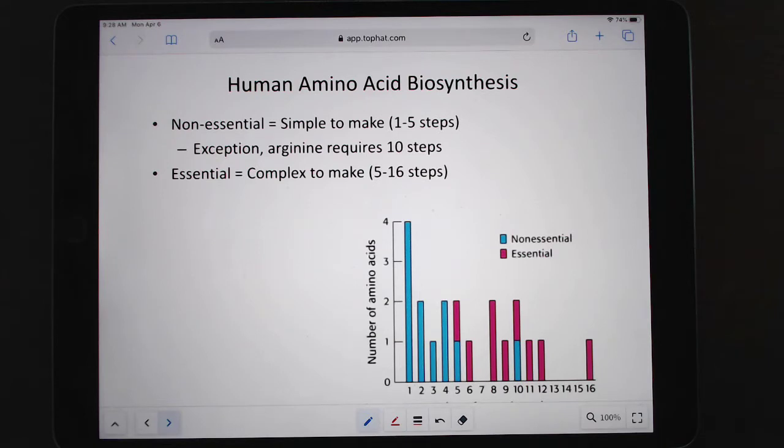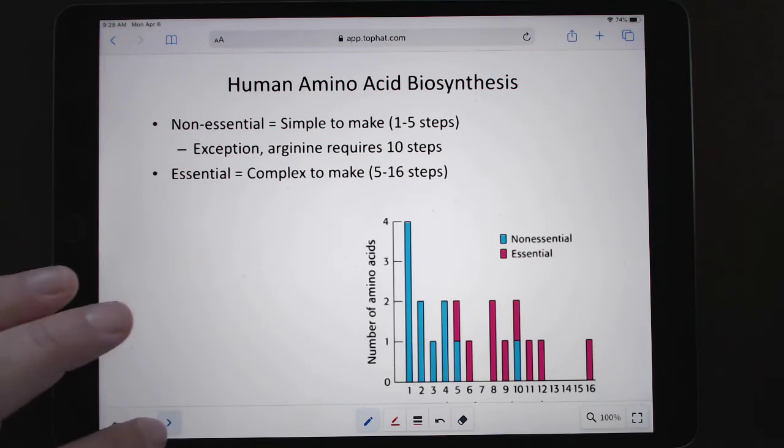But if you're a little bacteria and you don't have any say on what you can eat, you're going to need all of those. If you put it in, say, a minimal media, where you have glucose, ammonium sulfate, a little bit of phosphate salts, some minimal salts, you're going to have to make every amino acid in order to be able to survive and grow.